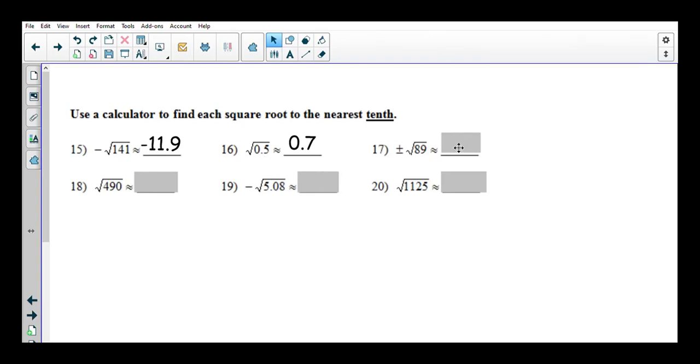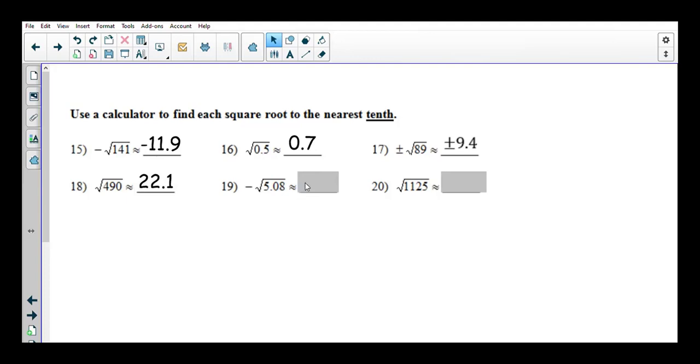Plus or minus square root of 89. Don't bother trying to find a plus or minus key on your calculator. Just plug in square root of 89. You get about 9.4. Put the plus or minus sign in front. Square root of 490. Plug that in your calculator. You're going to get about 22.1.